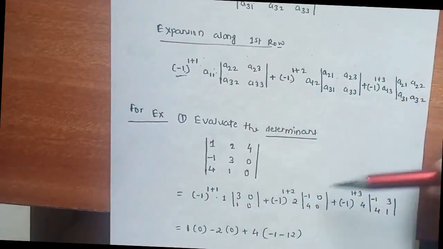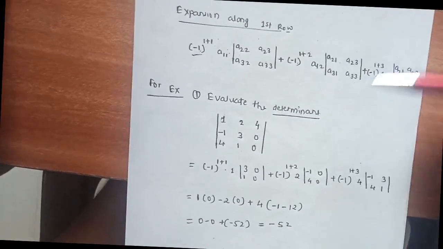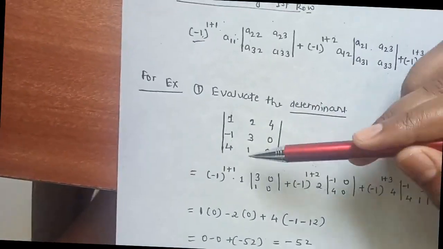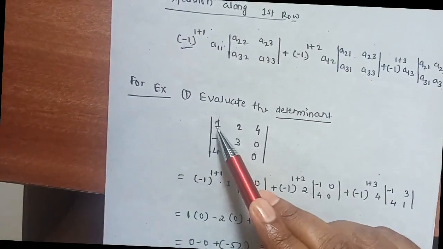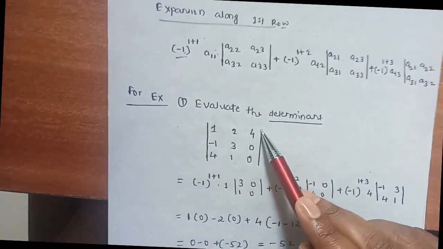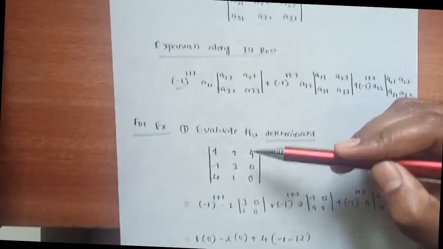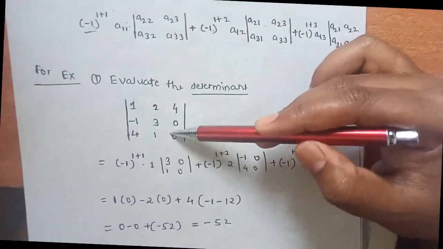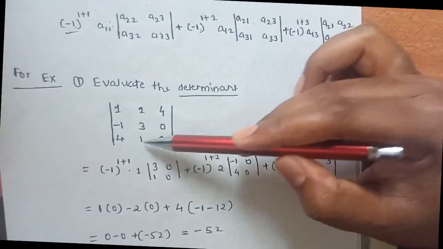For better understanding, I have given a problem here. They have asked to evaluate the determinant, that means expand it. 1 2 4 is the first row, minus 1 3 0 is the second row, 4 1 0 is the third row. Along the first row, I will consider the first row elements. 1 lies in the first row and first column, so minus 1 to the power of 1 plus 1 into the element 1, into the determinant of the remaining elements except its column and row. If I leave this column and this row, 3 0 1 0 will be the determinant elements.